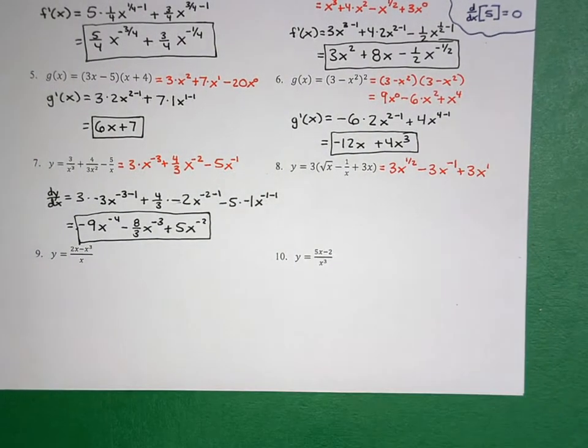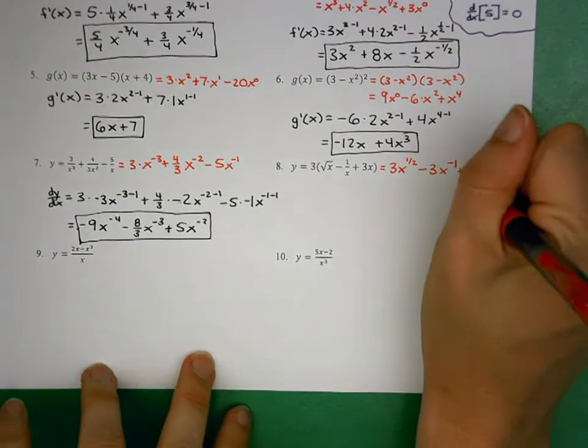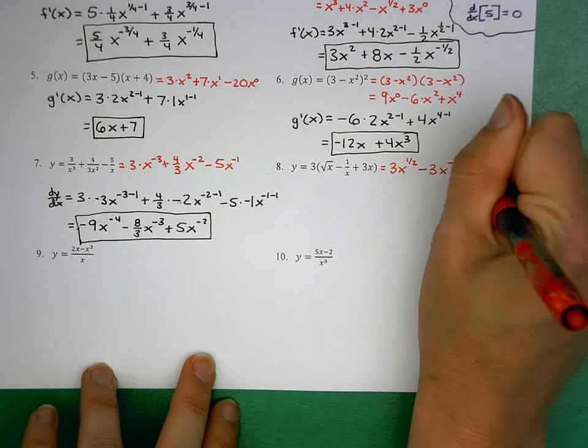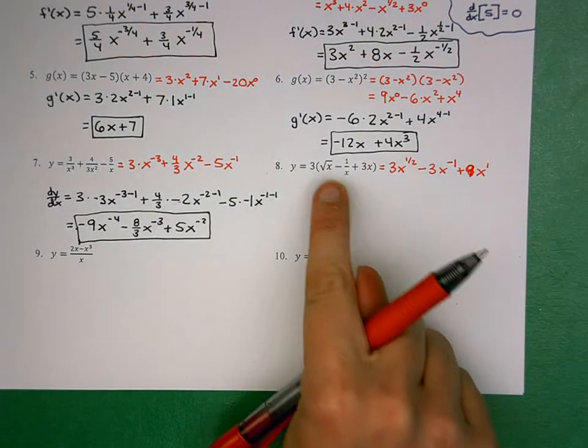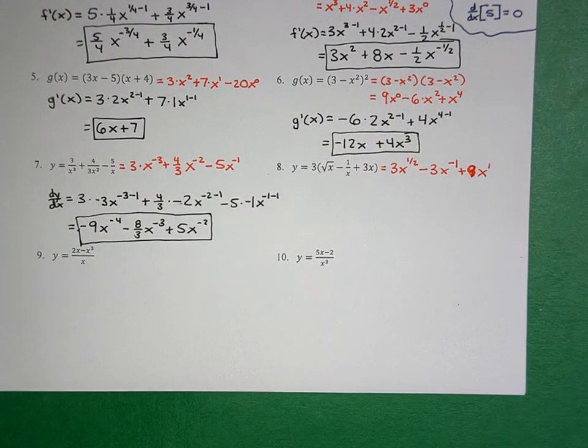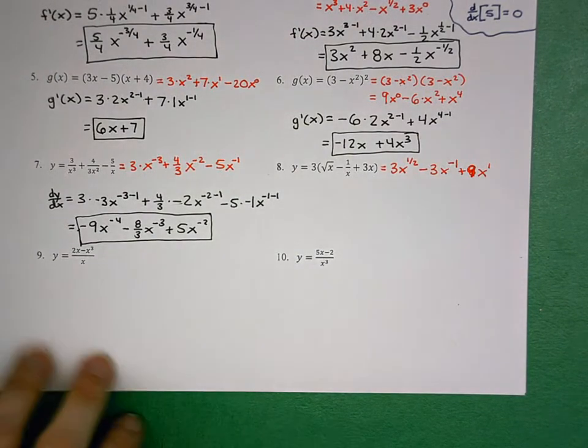Thankfully, I don't have to rewrite. Oh, I forgot to distribute, though. Plus 9 x to the first. Right, 3 times 3 is 9. But thankfully, I don't have to rewrite the x at all. It's already in power rule form. Okay? And so now we can apply our power rule.